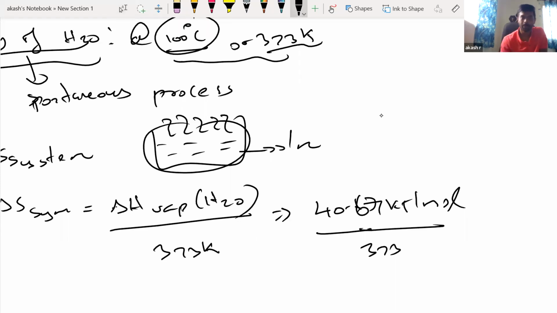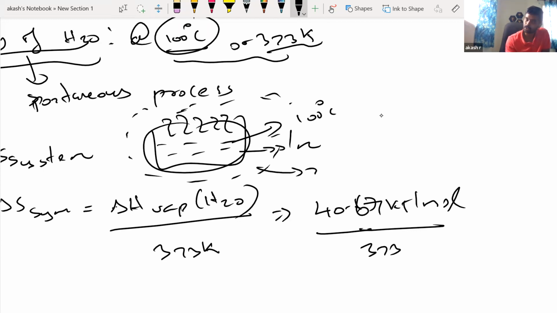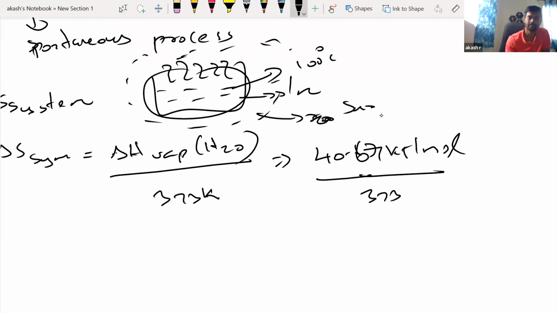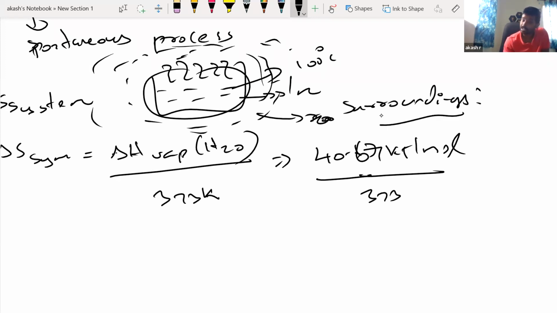Now please understand the temperature of water inside is 100 degrees Celsius, right? But the surrounding, what temperature is it at? Say this is room temperature only. Basically, this is your surrounding, that area I'm marking. Whatever is outside the particular beaker is your surroundings, right?